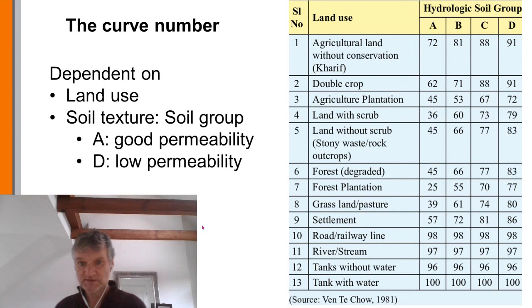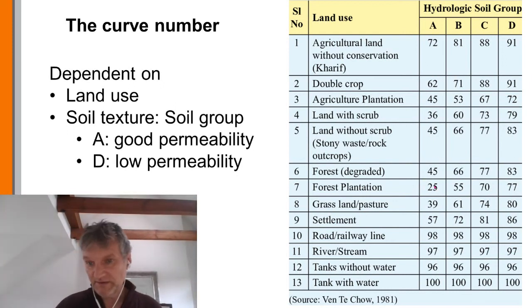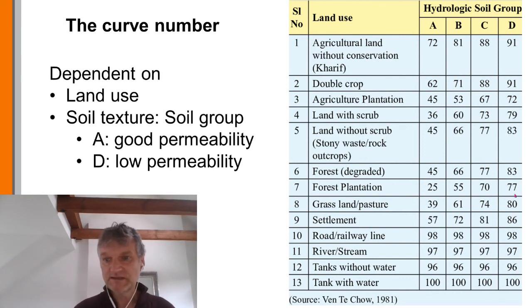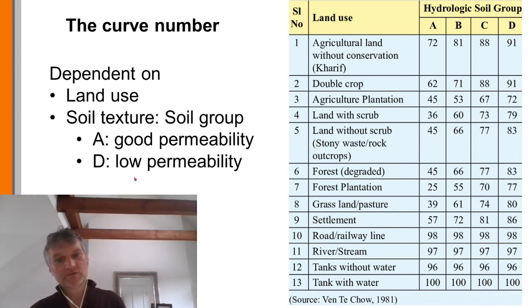So we can have something like a forest, but on a very permeable soil or on a very impermeable soil, which is the number here. So when it's very permeable, with this forest, then we see the total curve number is 25, which is very, very permeable. And when the soil itself is impermeable, but we have forest on it, then we have a 70 here, which is quite an impermeable soil. So this is the idea behind it. There are other parameters which can determine the curve number, but that's enough for this lecture.